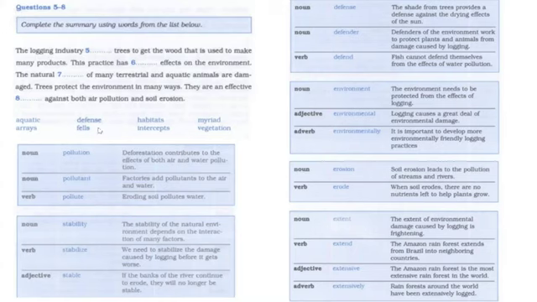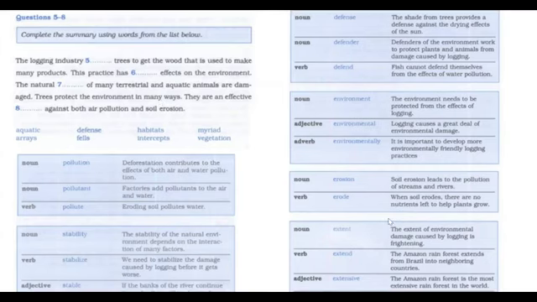Fells is a verb, like fall, fell, fallen. Do you think it suits here? The logging industry fells trees to get the wood. Fell has the meaning of falling, but here it is used as cutting down. So this industry cuts down trees in order to get wood.